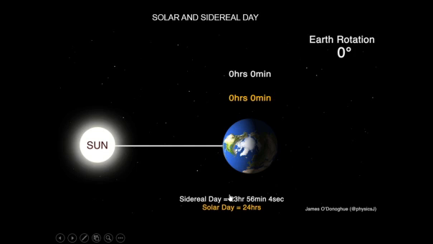That is why there are an extra 4 minutes that the earth must rotate to see the sun again at the same location. Hence the solar day is 24 hours, while the sidereal day is 4 minutes less, or more specifically 23 hours 56 minutes and 4 seconds.